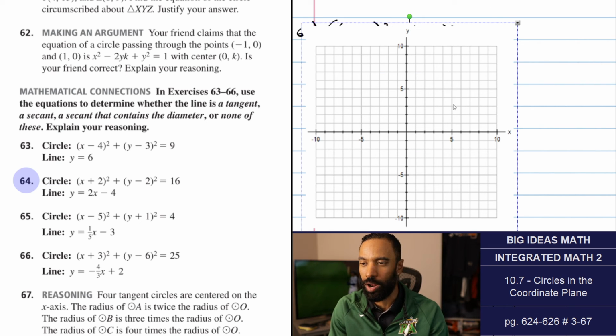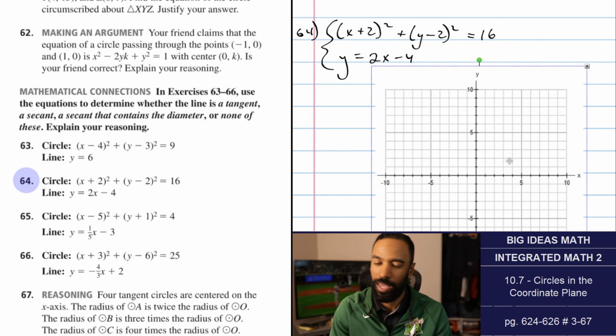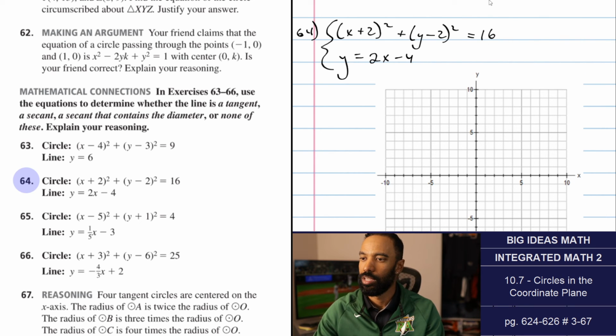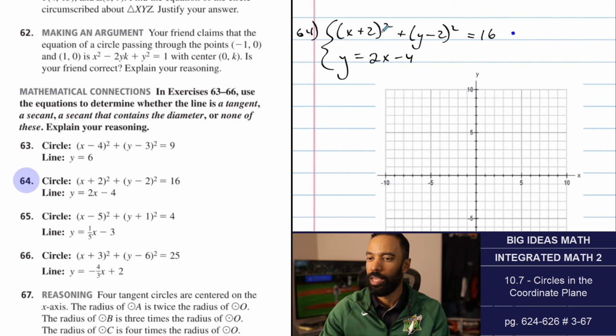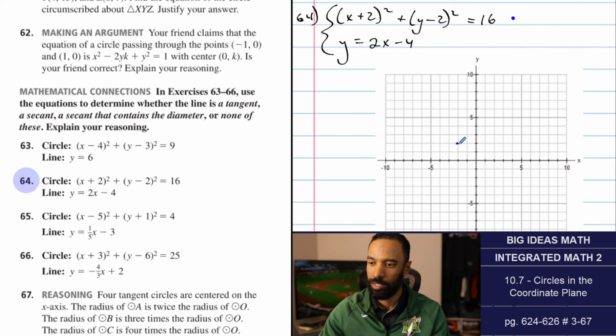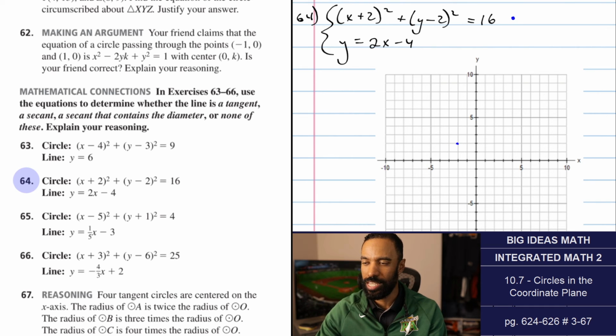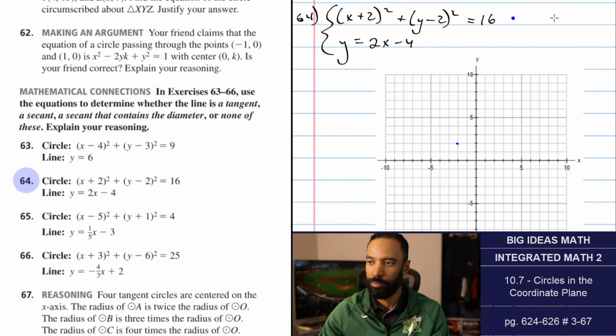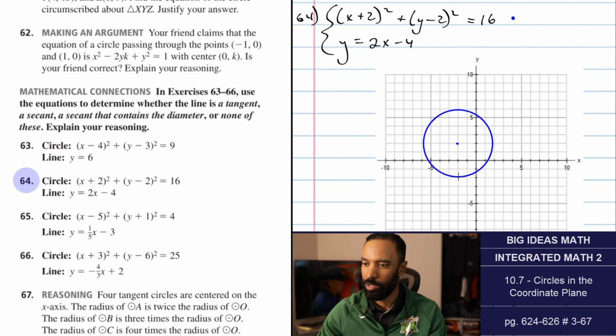Hey, it's good to practice graphing circles even without writing the info, and graphing lines. So this one will be blue. This is negative 2, 2 as a center. So this is right there. The square root of 16 is 4. So this has a radius of 4. 1, 2, 3, 4.